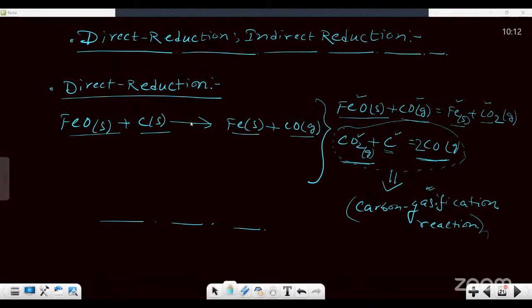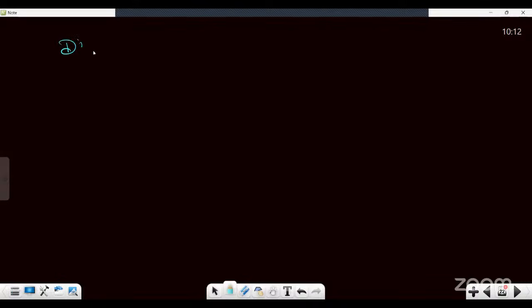Yeah, so I was asking which is more economical? Why I ask this question, you need to understand what is meant by this. If I talk about the direct reduction reaction, then in the direct reduction reaction, 1 gram mole of carbon can reduce 1 gram mole of FeO.